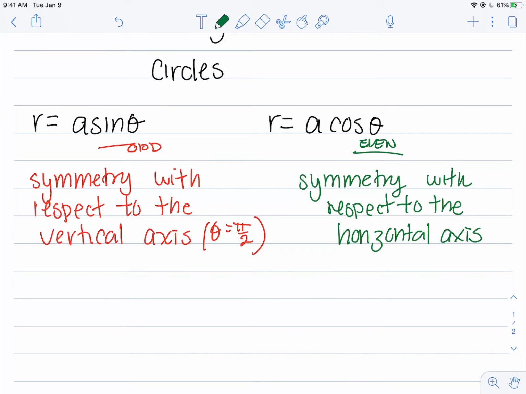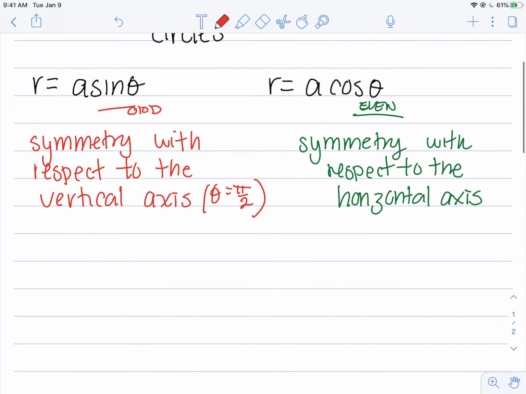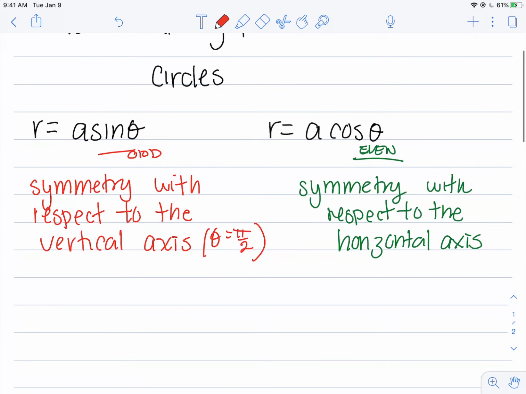Okay, so then to get circles, you can always get a circle with r equals and then any number. That's going to get you a circle in the center. So you can have r equals 4 or r equals 10. You're going to get circles with a center at the pole. But that's not the ones we're talking about right now. We're going to talk about circles that are offset, so to the right of the vertical axis or above the horizontal axis or whatnot.